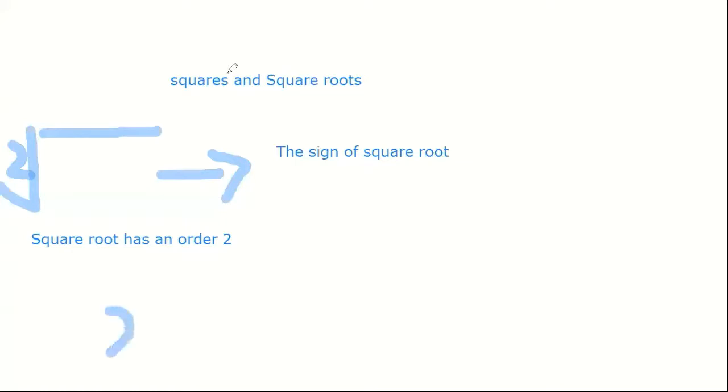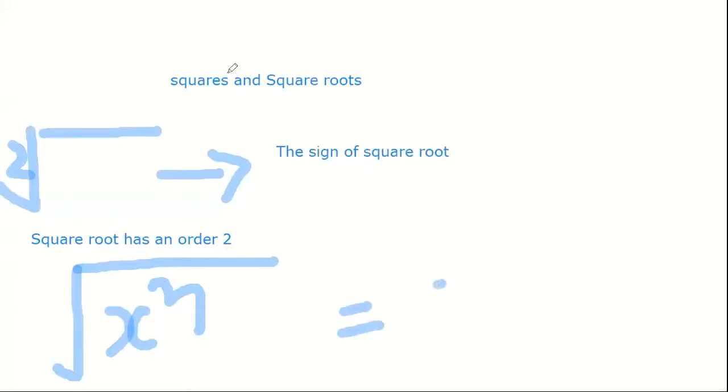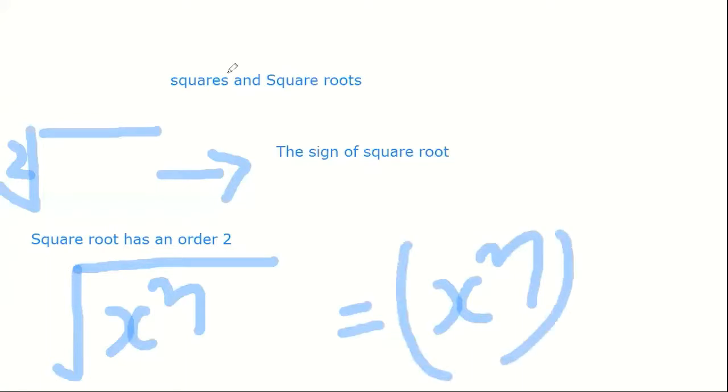If I write x^n under the square root, it means it can be written like this: (x^n) whole raised to power 1 by 2. Order 2 refers to whole raised to power 1 by 2, which is equal to x raised to power n by 2.